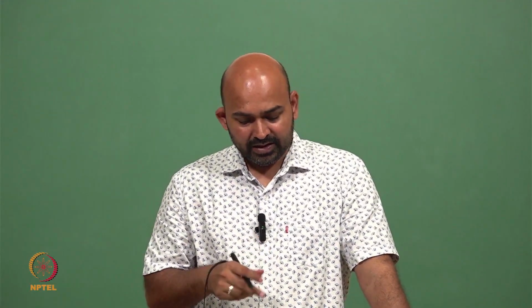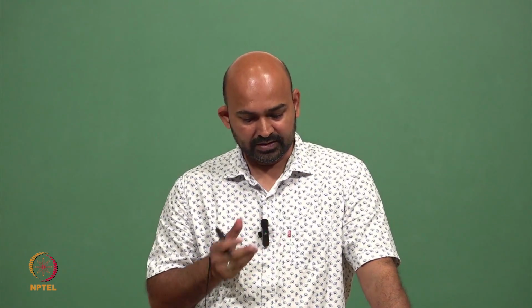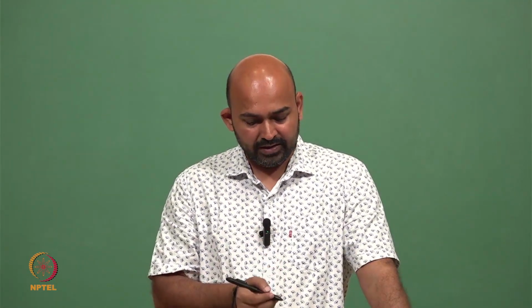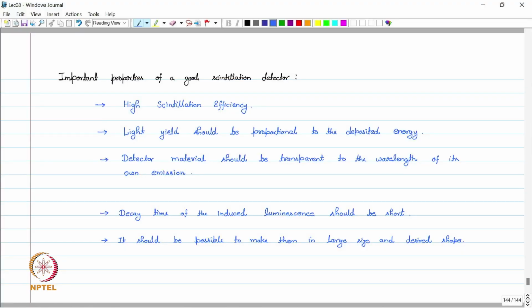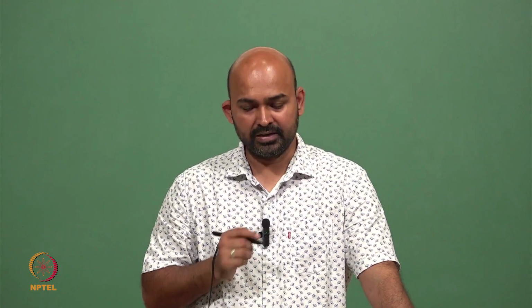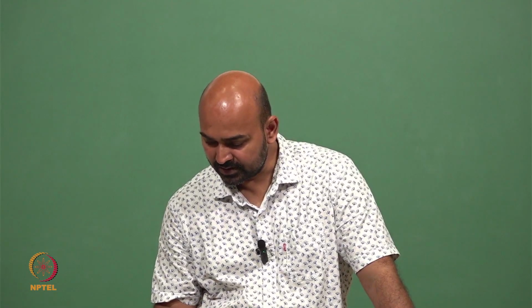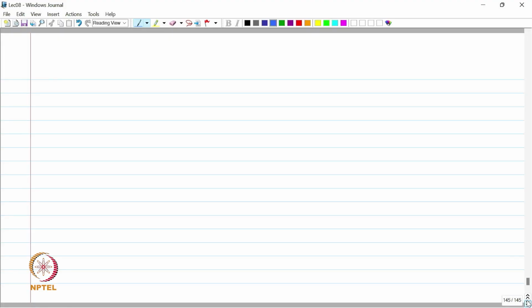The next is the decay time of the induced luminescence should be short. That is another important point, and it should be possible to make this kind of detectors in large size and desired shape, so that we can have multiple applications of these kind of scintillation detectors. So these are some important points for this. Now let's see some more important properties of good scintillation detectors.